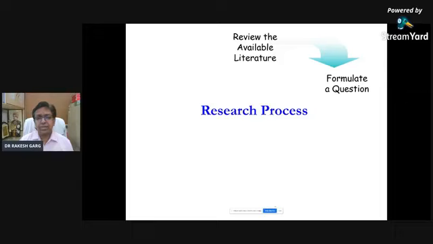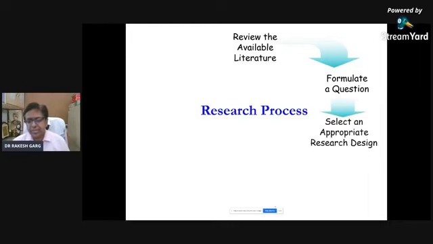And based on this, we formulate a research question from a clinical problem. Once the research question is formed, we select an appropriate research design. This is again very important. This is a very important topic, because to answer a research question, unless we choose an appropriate research design, the outcome may not be acceptable. The study will be rejected by the editors also.